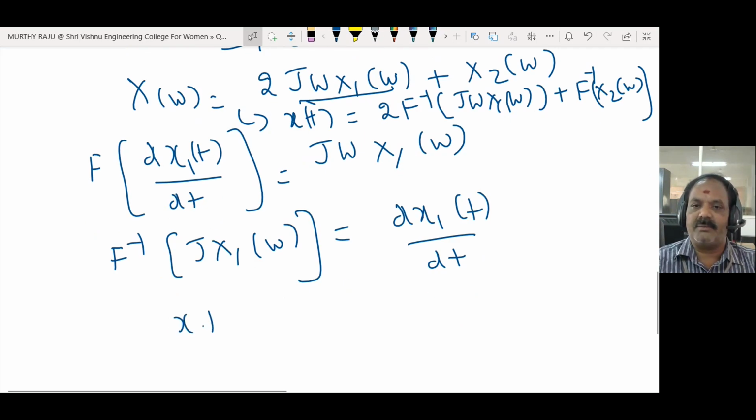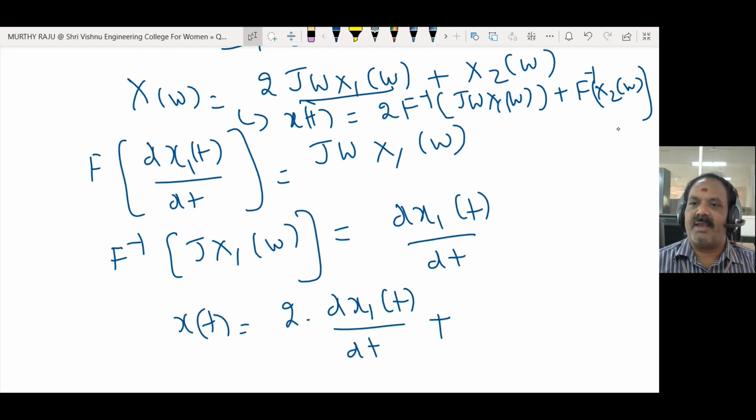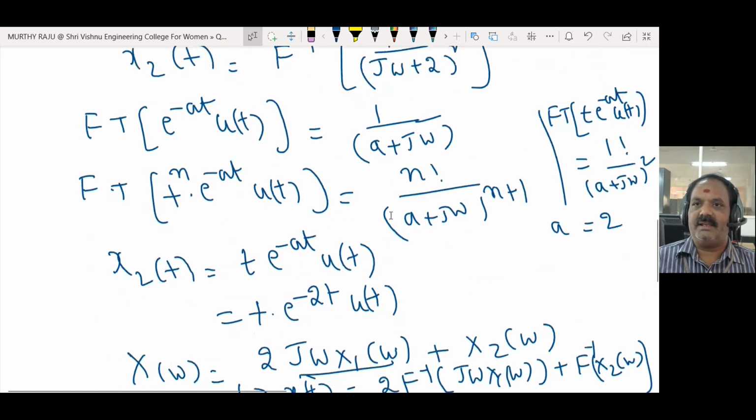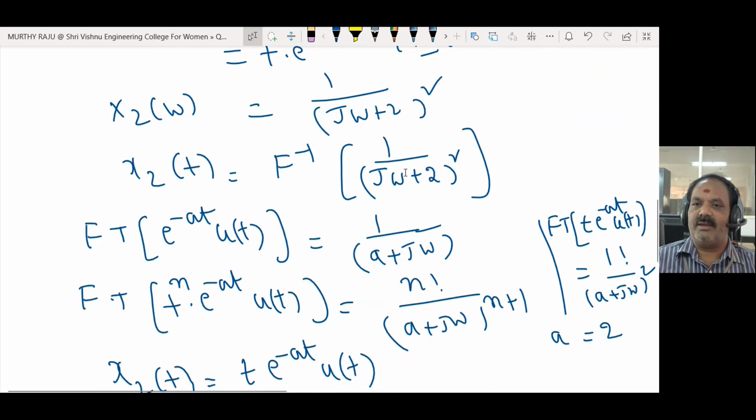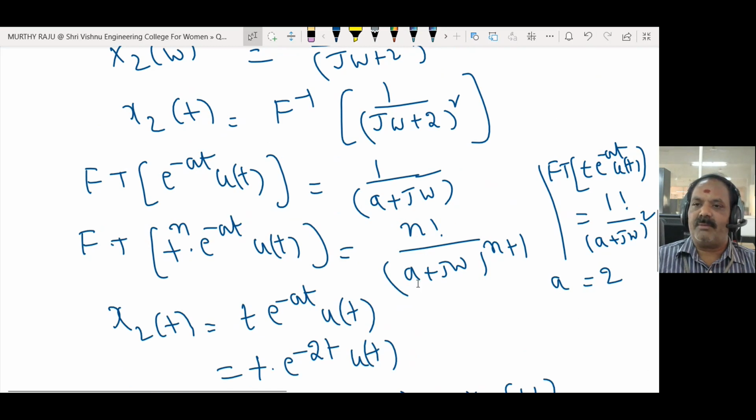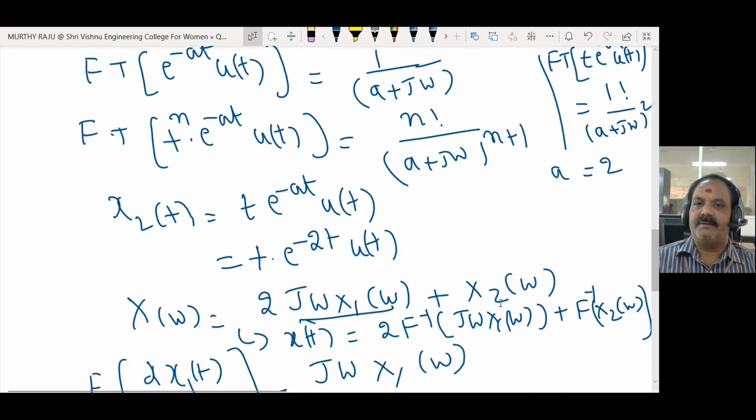Therefore, x of t is equal to 2 into dx1 of t by dt, because the j omega term is there. F inverse of X2 of omega is X2 of t, because there is no j omega term. Here, X2 of t comes from 1 by (j omega plus 2) whole square. By using this formula, 1 factorial by (a plus j omega) power 1 plus 1, that is square, this is the X2 of t.